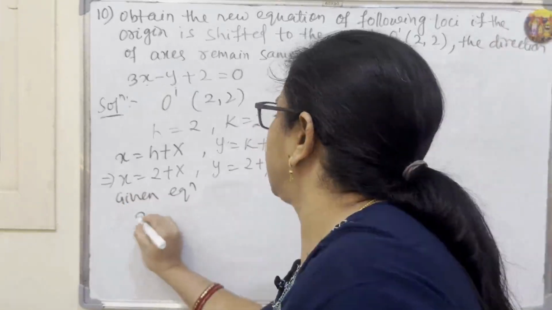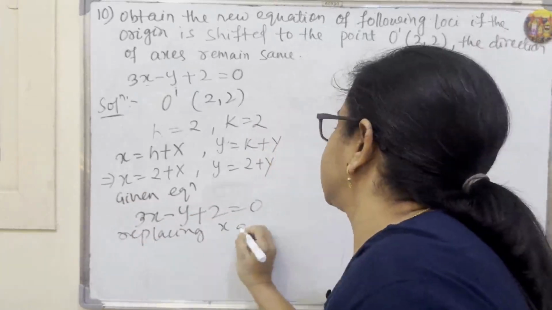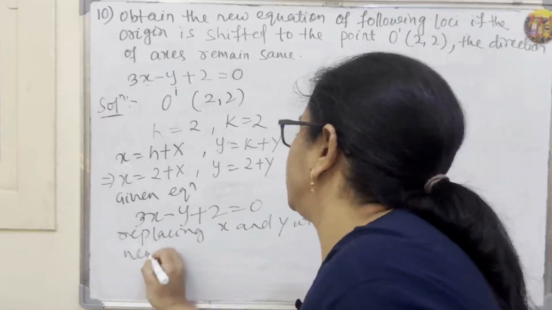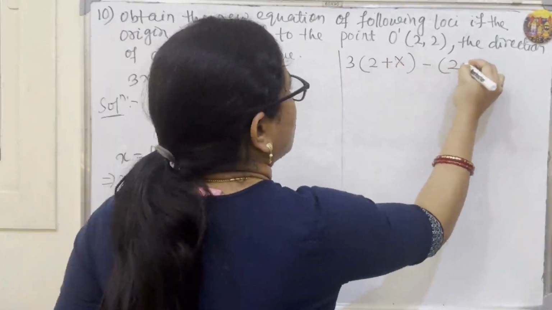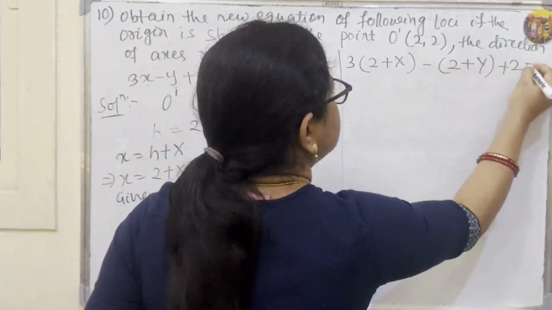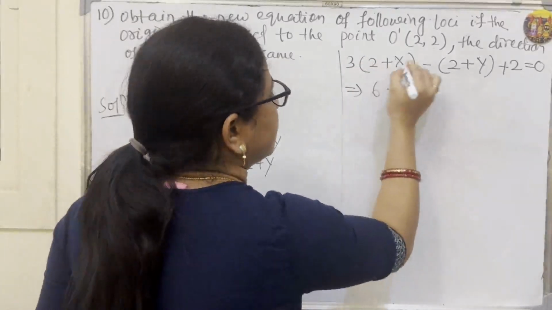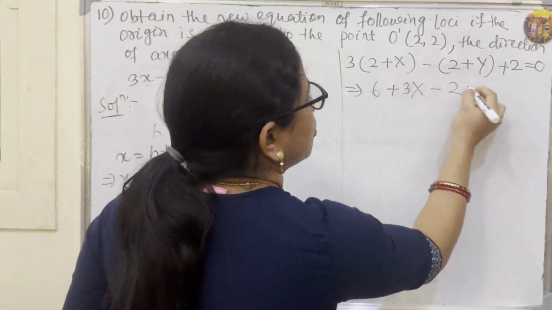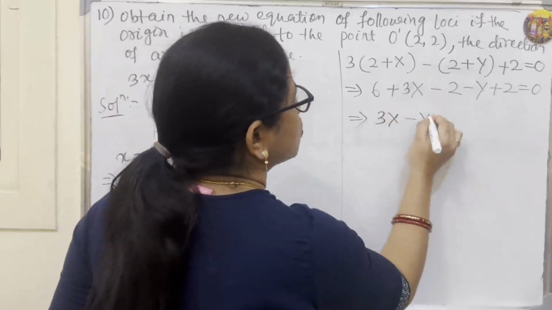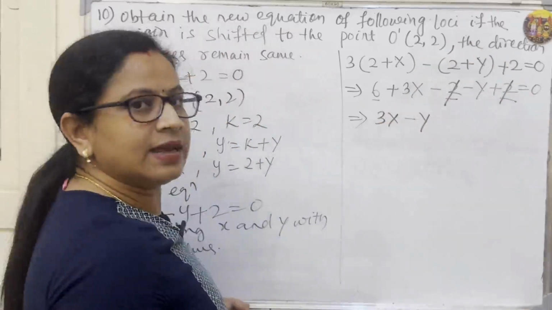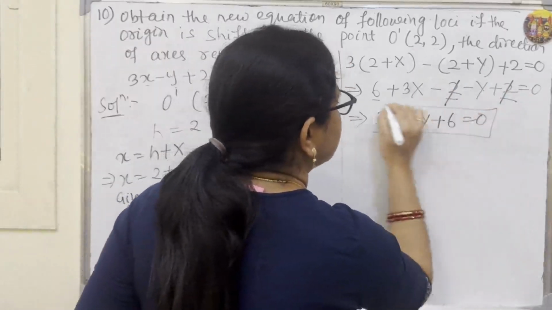Given equation: 3x minus y plus 2 is equal to 0. Replacing x and y with the new values, I will get 3 multiplied by (2 plus capital X) minus (2 plus capital Y) plus 2 is equal to 0. If I remove the brackets, I will get 2 3s are 6 plus 3X, 3X minus 2 minus Y plus 2 is equal to 0. Here I am getting 3X minus Y. So minus 2 plus 2 get cancelled. I will get plus 6 is equal to 0. So this is our new equation.